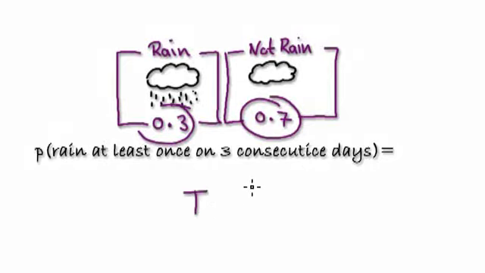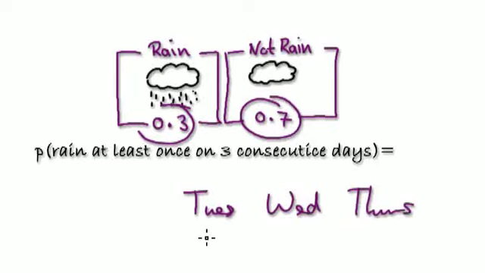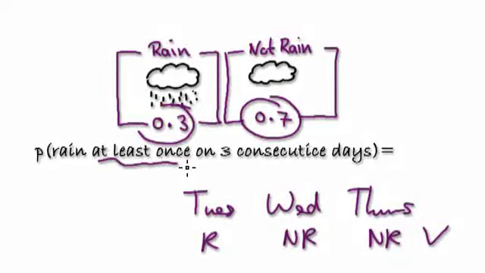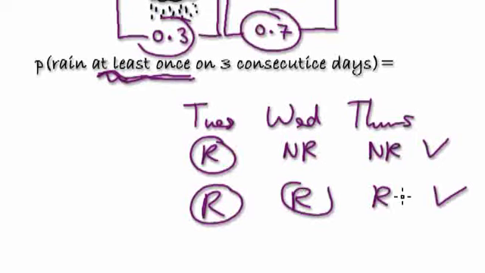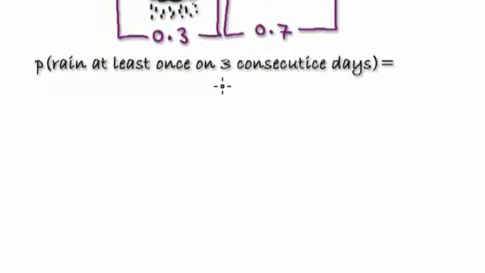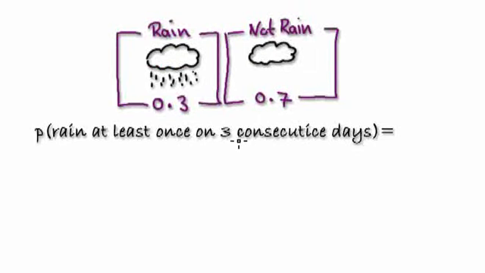Meaning, for example, let's say 3 days next to each other. So Tuesday, Wednesday, and Thursday. Well, it could rain, not rain, not rain. So this is a good outcome because it's at least once. So it rained at least once here. Okay. So this is also another good outcome. Rain, rain, rain. This is a good outcome because it's classed as at least once because it rained at least once. Okay. So anyway, here, similar to the previous video, but you've got 3 consecutive days.